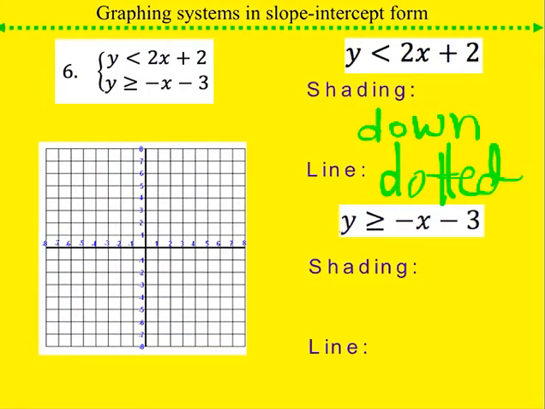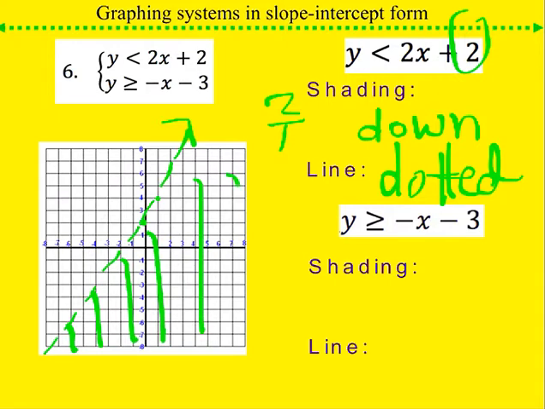So let's go ahead and draw that. We're crossing the y-axis at 2, and my slope is 2, which is the same as 2 over 1. So I'm going up 2 over 1, up 2 over 1. Then I'm going to have this be dashed. Okay, so then I'm going to shade beneath the inequality, like so.